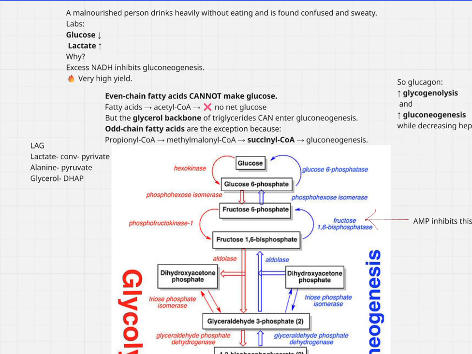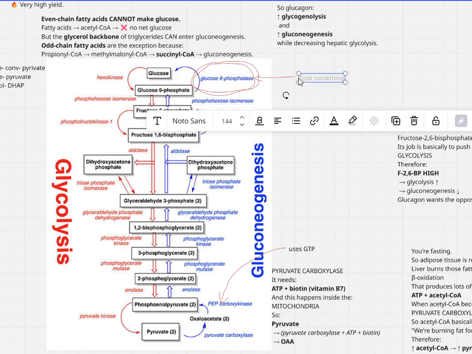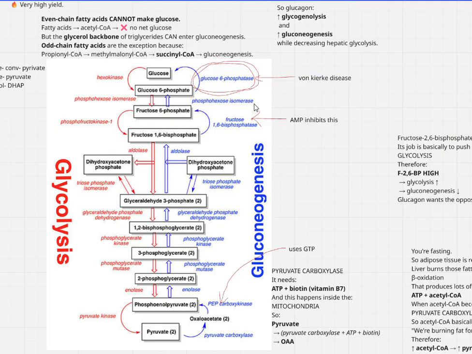Okay. Now we have some diseases that we need to study, and the first one is von Gierke disease, right? Whenever this enzyme, glucose 6 phosphatase, is missing, we call this disease basically von Gierke disease, right? And it's very commonly asked. This is when this enzyme is basically absent, right?